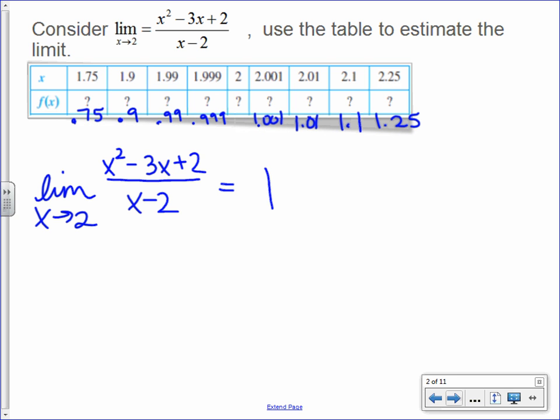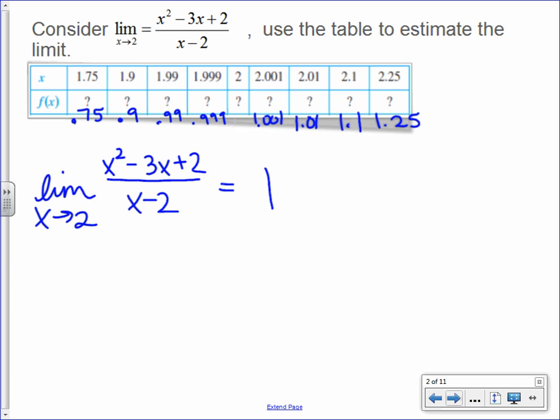Okay. Now, this whole setting up the table is not a strategy that you're going to use throughout the chapter. This is so you understand what's going on as we get close to an x value, what y value are we getting close to? So this is more of a teaching tool, so you see visually what's happening, okay?